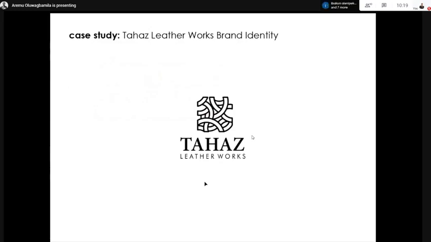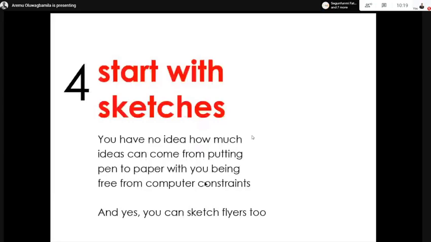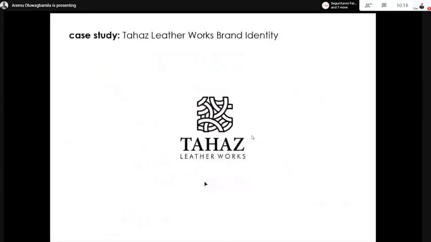This is Tars Leather Works. I worked on this brand identity in 2018, my final year in FUTA. Tars is my classmate, and he started this shoe business. This case study covers what it means to do thorough research and start with sketches. So I spoke with Tars, and he said three things mattered to him as a business.